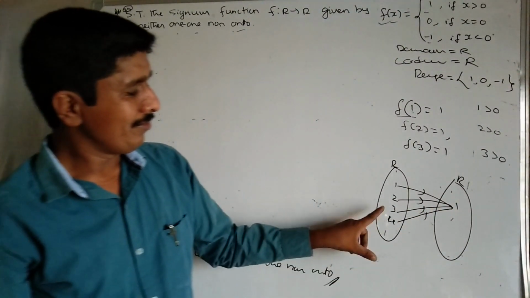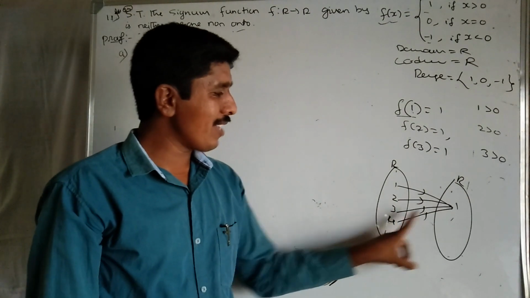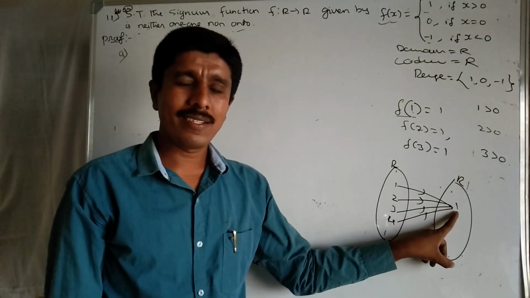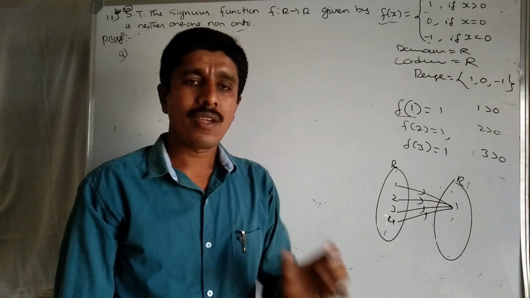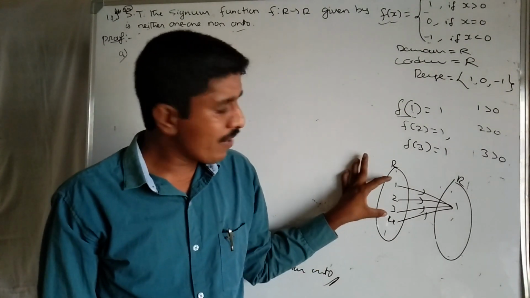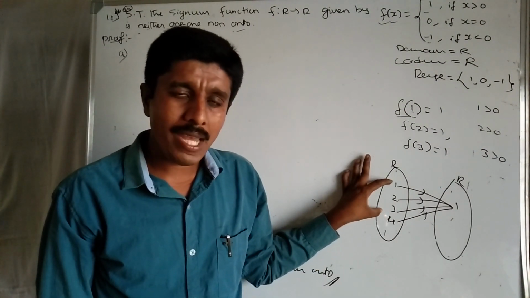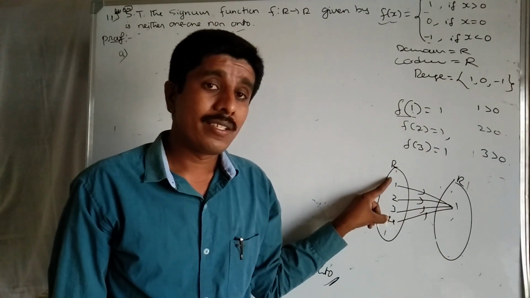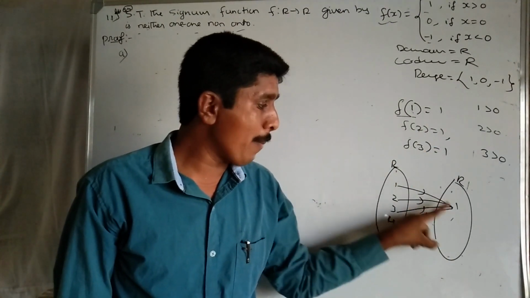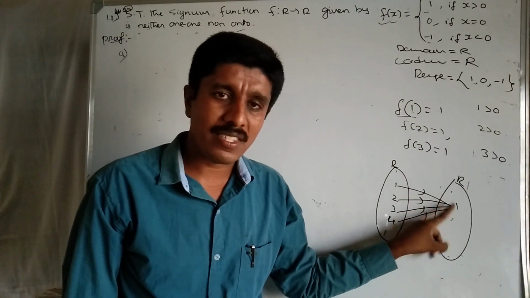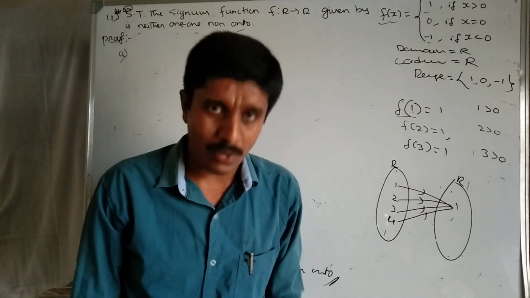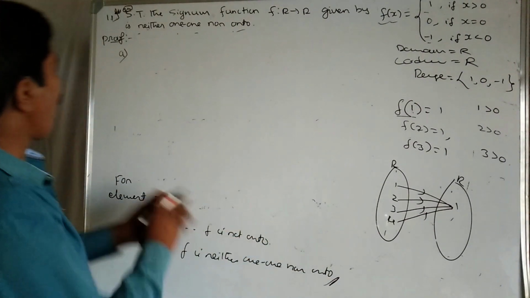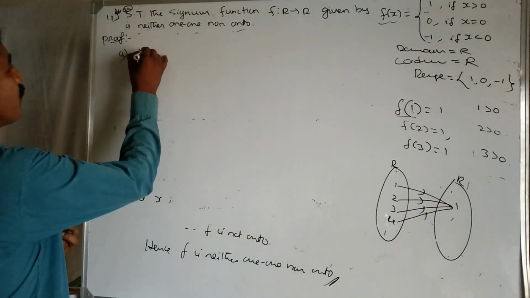Correct. What about these elements? They have the same image element 1, which means clearly it is not 1-1. 1-1 means different elements of the domain are mapping with different elements. But here 4 elements from the figure are mapping with the same element 1. Therefore it is not 1-1. Got it. Here take f of 1.